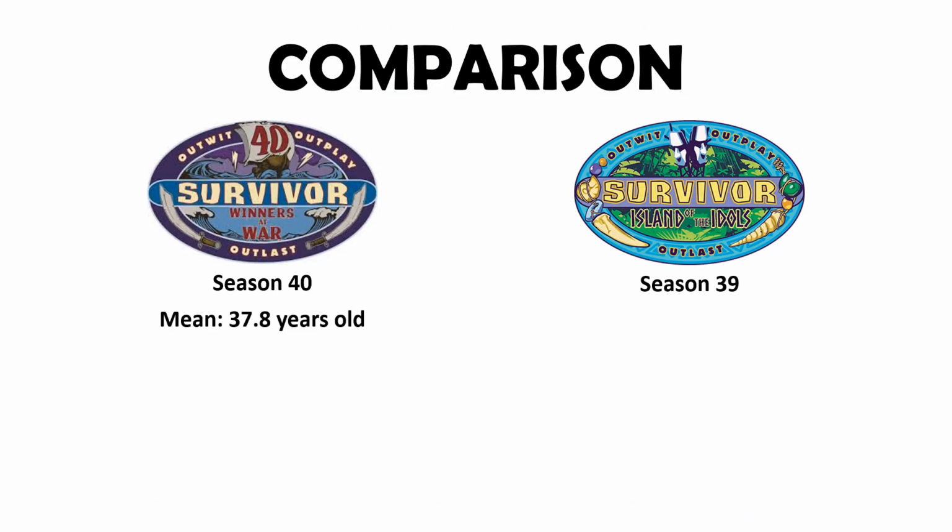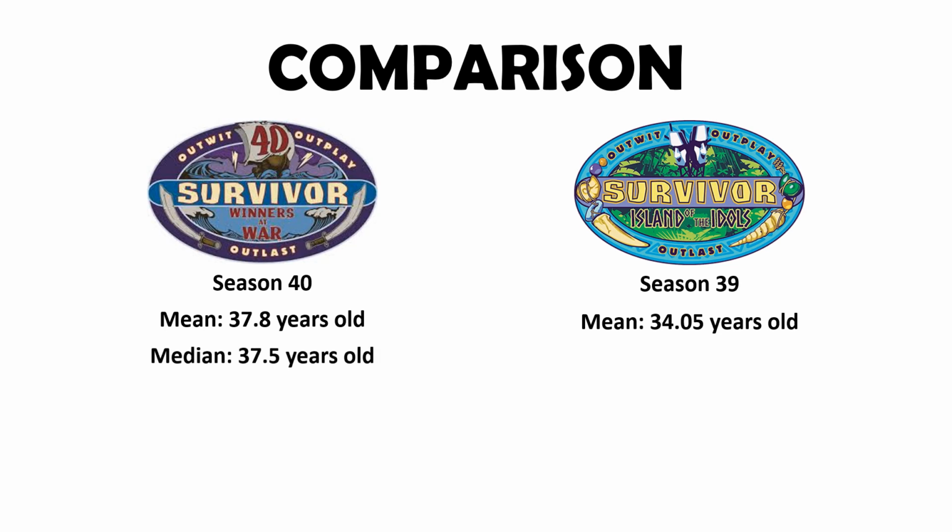Season 40 had a mean or average age of 37.8 years old with its contestants, and season 35 had a mean of 34.05 years old. So already I can tell that the average age of the contestants on season 40 is higher, or the contestants are older than those who are on season 39. That doesn't mean that every contestant is older, but it means that on average, the season 40 contestants are a little older than that of season 39.